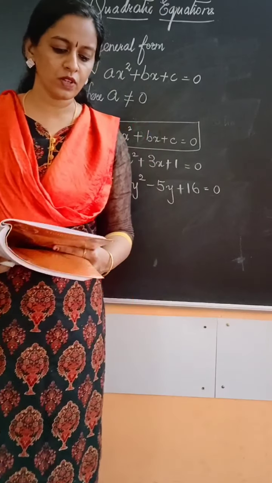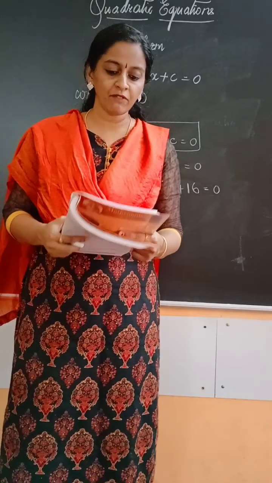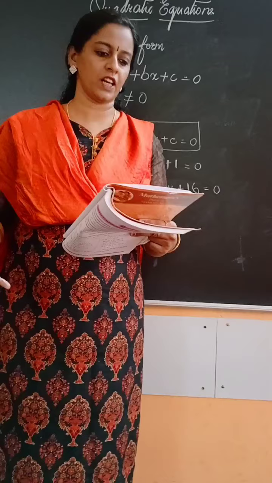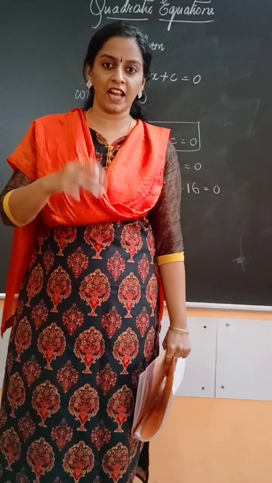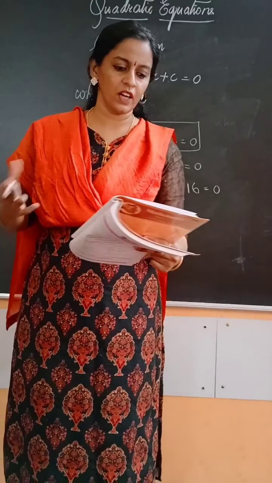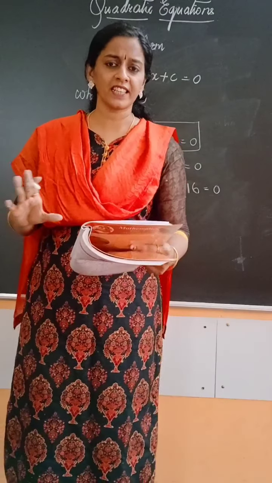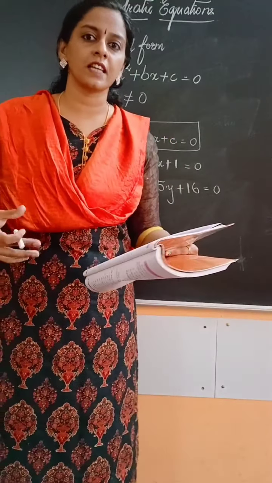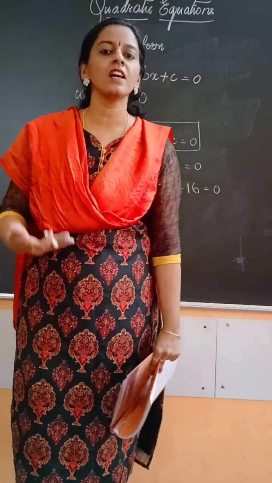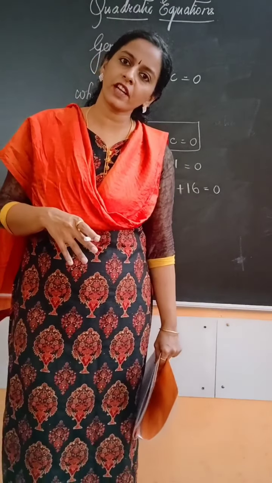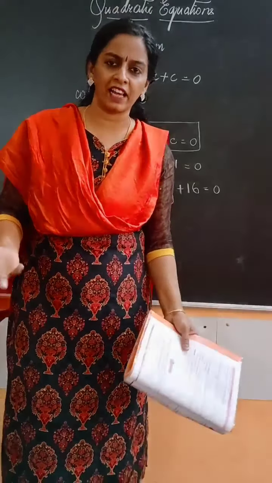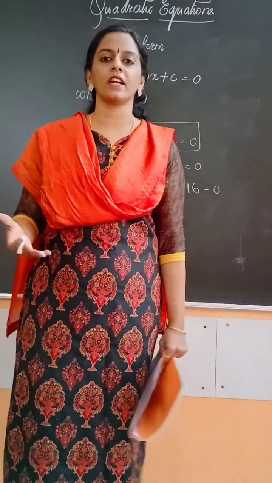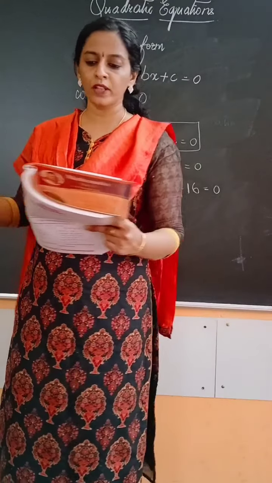Now go to sum number 2. Decide which of the following are quadratic equations. Copy the question, leave one line, and then we will write whether it is quadratic or not. They are not asking for the reason, but while writing we will state the reason. If it is a quadratic equation, why? If it is not a quadratic equation, why? So first copy all the equations.